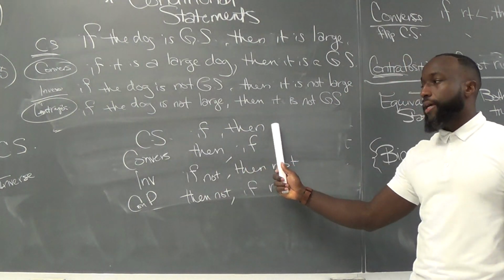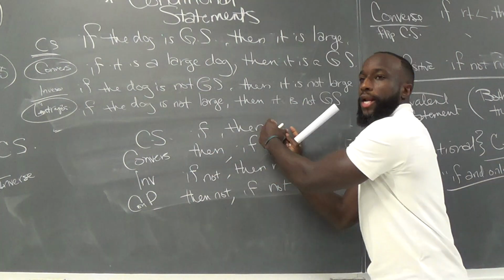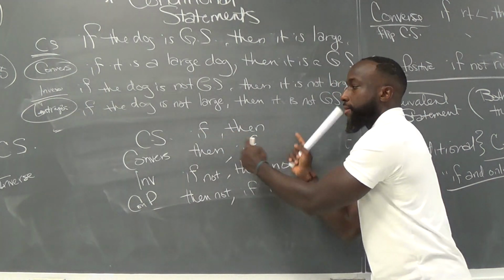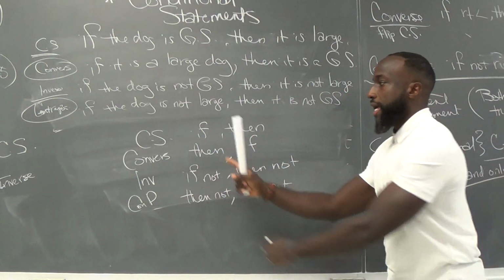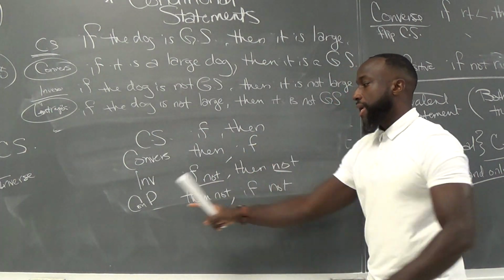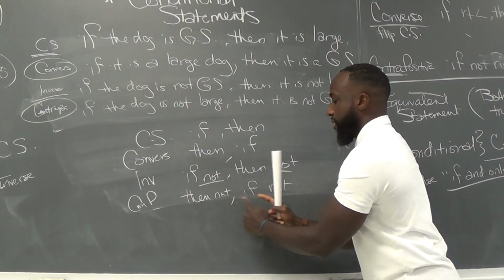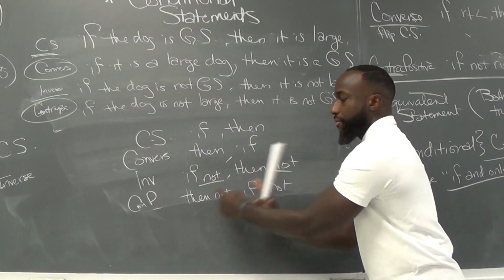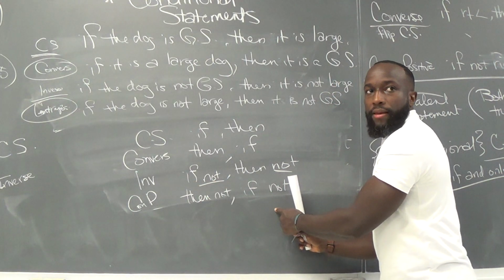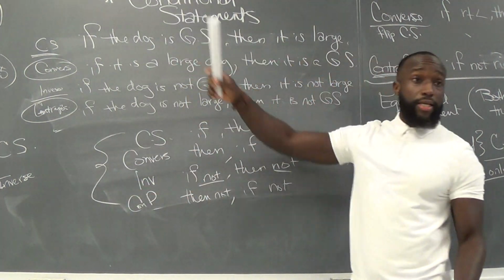In a nutshell: conditional statement, if-then. Converse statement, you flipped them: then-if. So whatever was then becomes if, and whatever was if becomes then. The inverse is saying if not, then not. You just added the not to it. And then a contrapositive, again, you flipped them. So it's then not, if not. Whatever was at then becomes the if, and whatever was at if becomes the then, with nots. That's our conditional statements in a nutshell.